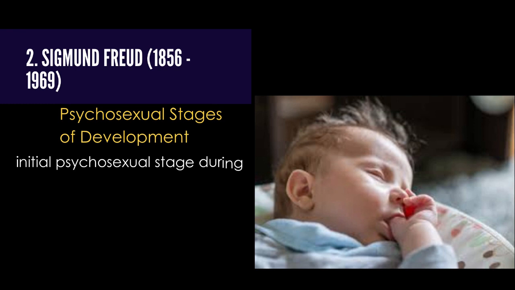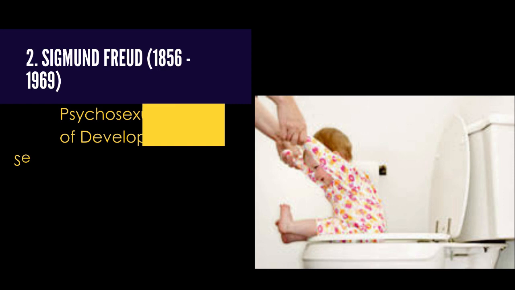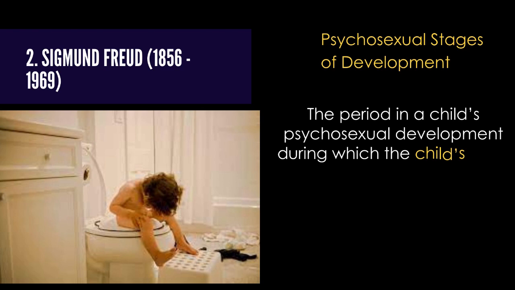The oral phase in the normal infant has a direct bearing on the infant's activities during the first 18 months of life. Second stage, anal. 1 to 3 years, the child seeks pleasure from the anus, for example, withholding and expelling feces. The period in a child's psychosexual development during which the child's main concerns are with the processes of elimination.